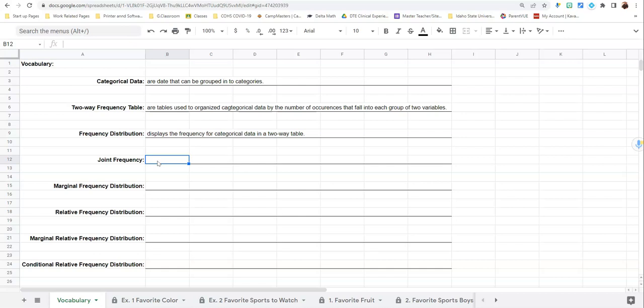Joint frequency are the frequencies you record within the body of a two-way frequency table. In other words, the numbers. So again, joint frequency are the frequency you record in the body of the two-way table. And the last one for today is marginal frequency distribution. Marginal frequency distribution displays the total of the frequencies in the rows or columns of the frequency distribution.